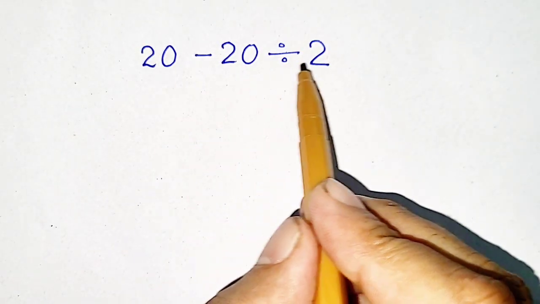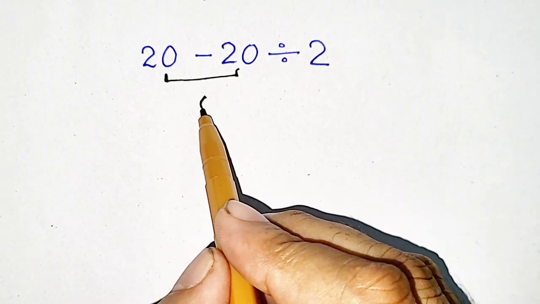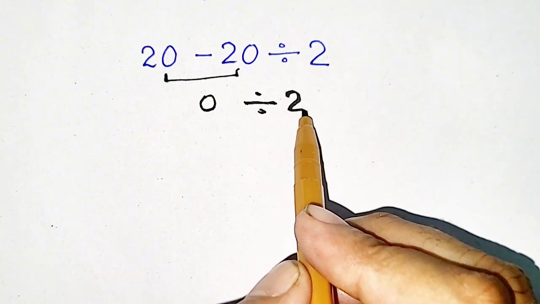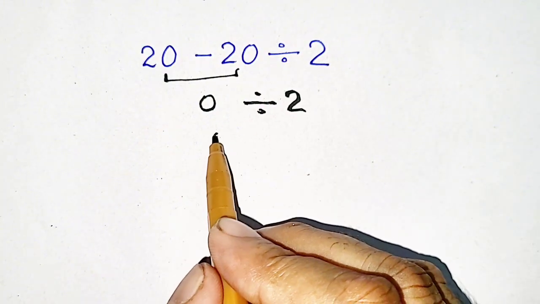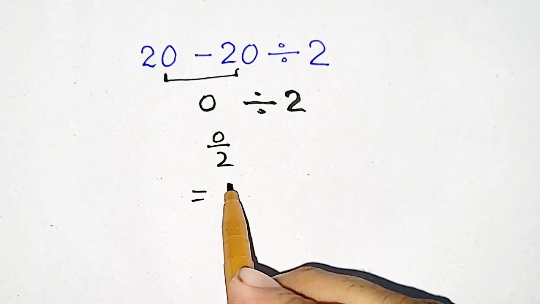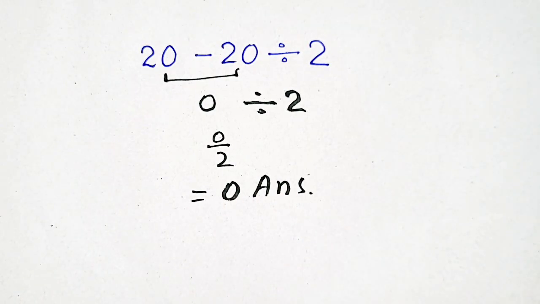Here is 20 minus 20 divided by 2. So 20 minus 20 will be equal to 0 divided by 2. So 0 divided by 2 can be written as 0 by 2, and 0 by 2 will be equal to 0, which will be our answer.